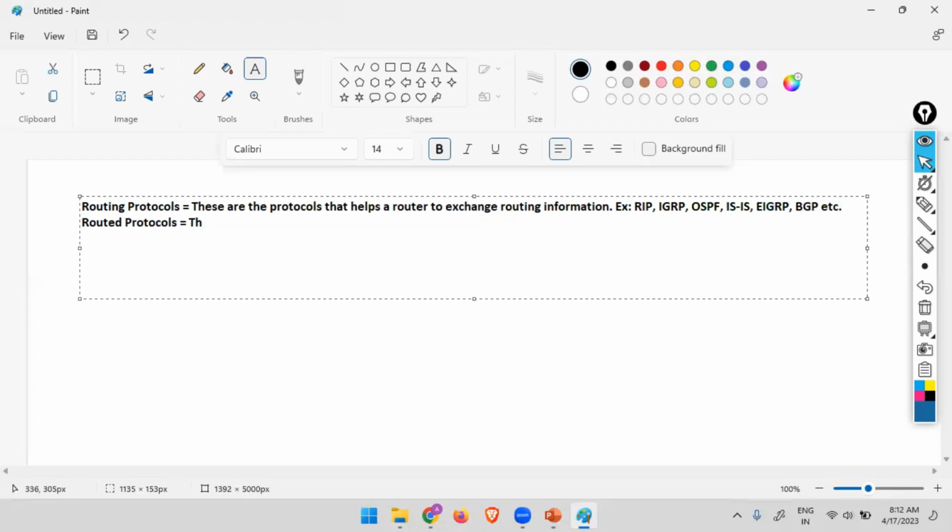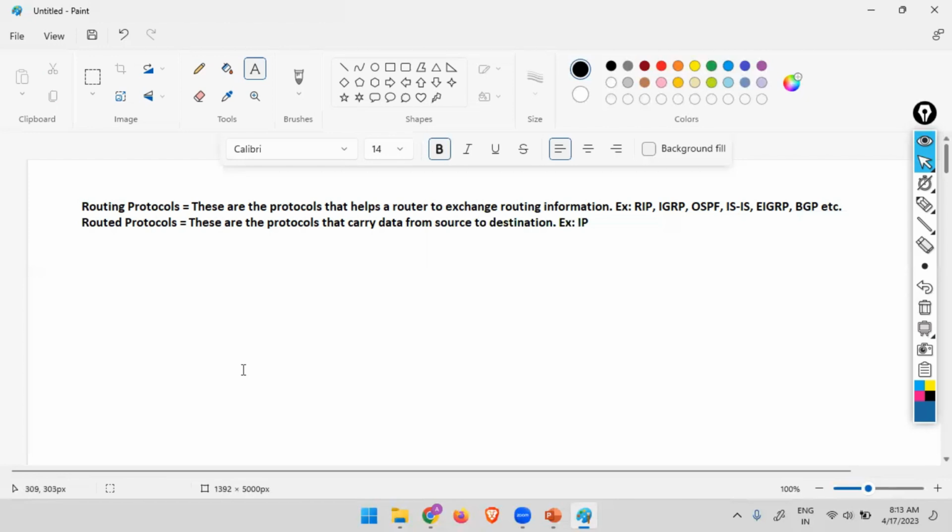And your routed protocols, these are the protocols that carry data from source to destination. So all the addressing of the source, who will be the source, who will be the destination, and carrying the data, all these tasks are done by your routed protocols. Okay. And the best example, IP. This is clear.